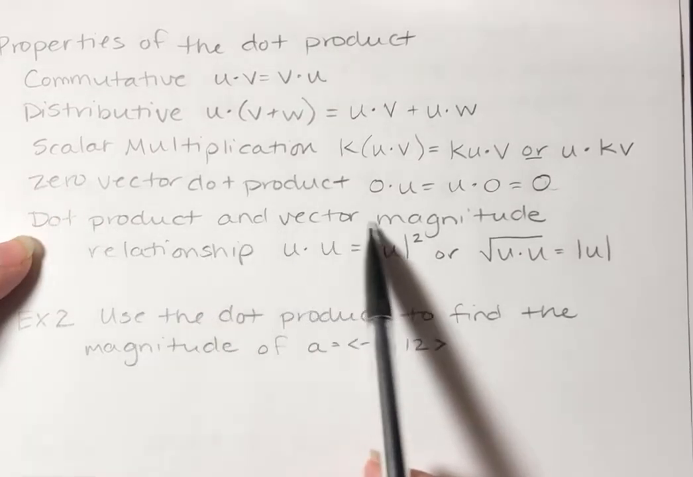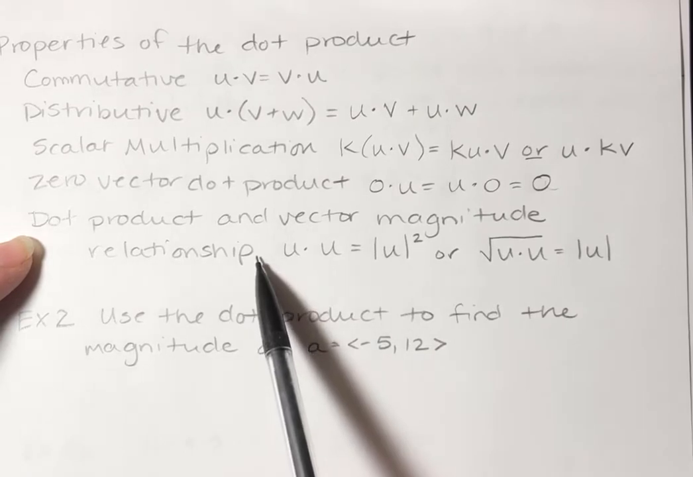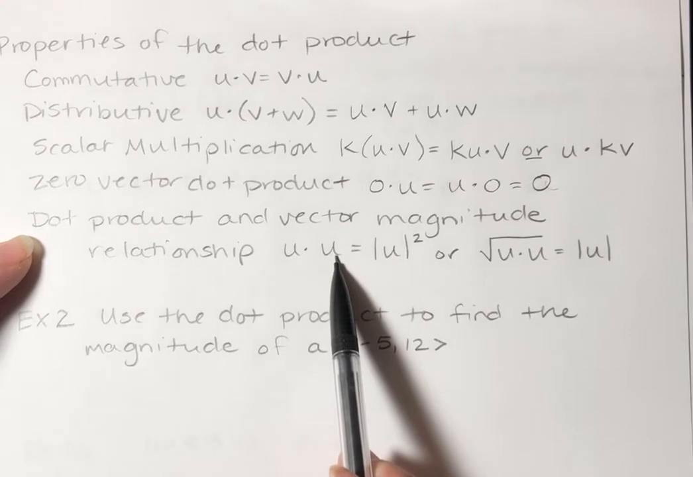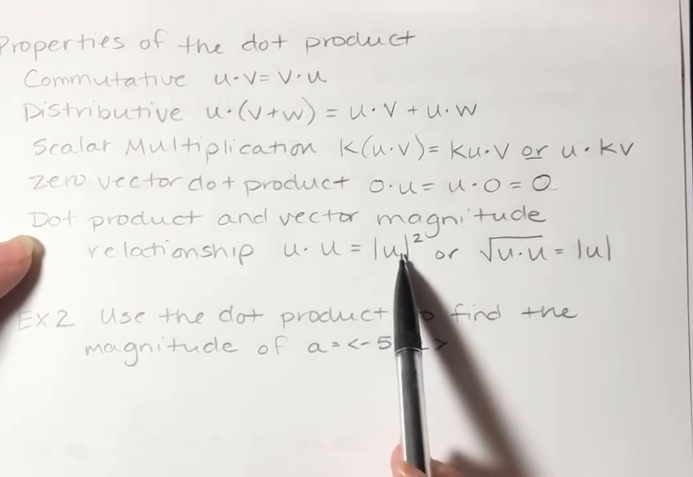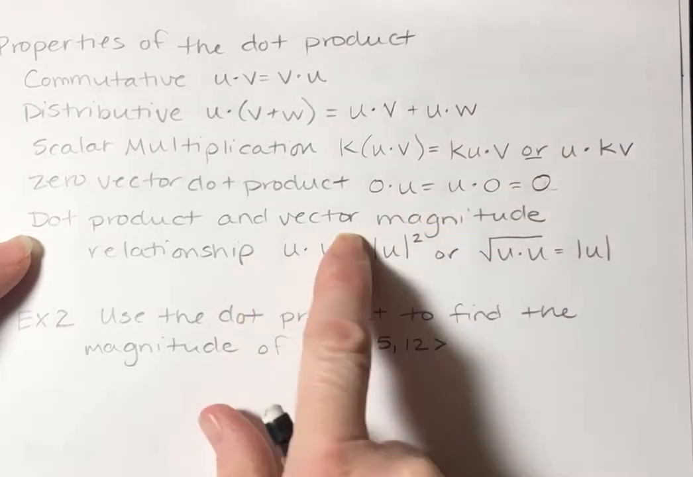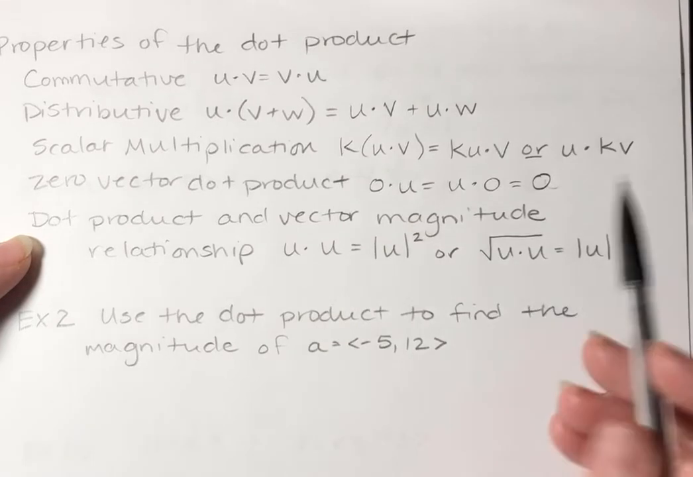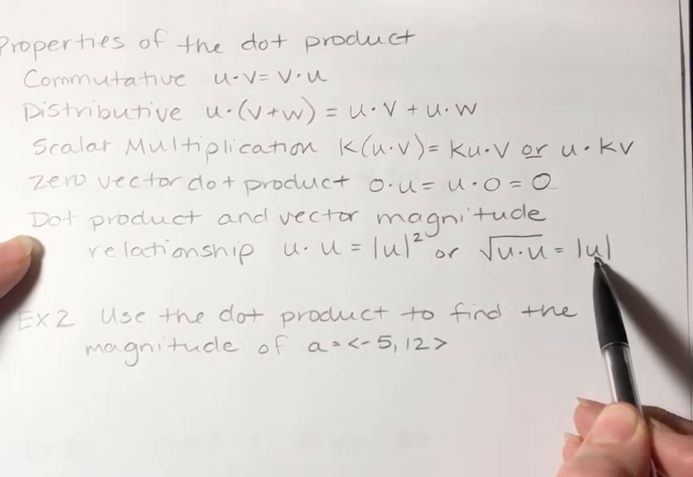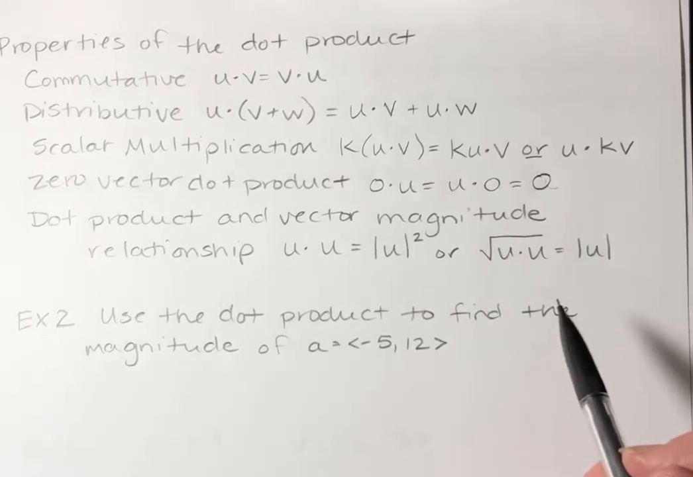Dot product and vector magnitude relationship. Okay. If I take the dot product of a vector and itself, it's the same as the magnitude, that's what this is, squared. So if I take the square root of both sides, if I take the square root of their dot product, that's the same as their magnitude. And that's what they're going to ask you to do in the homework.